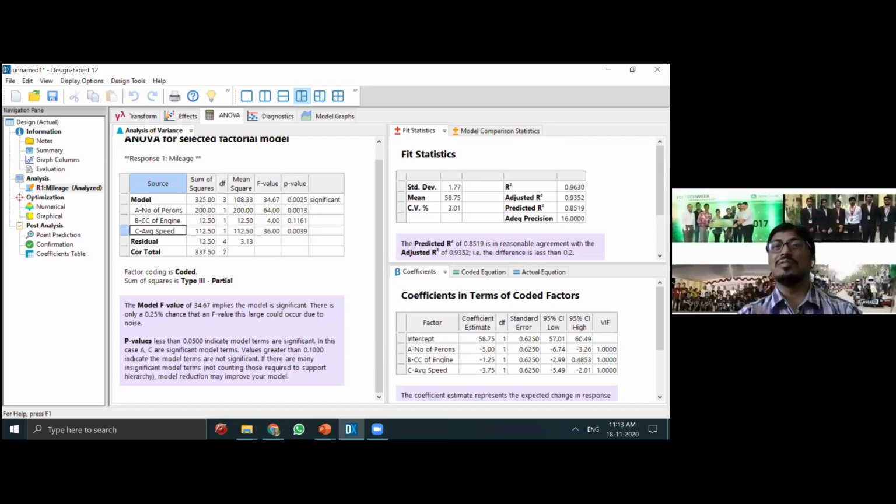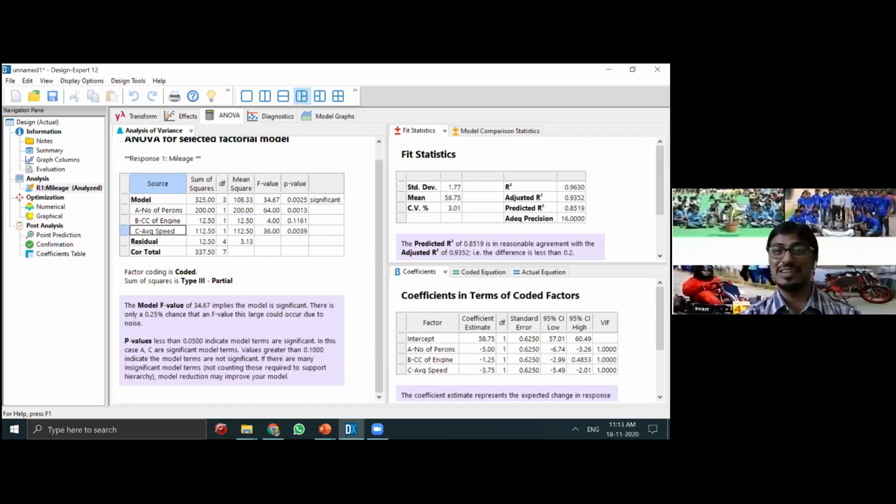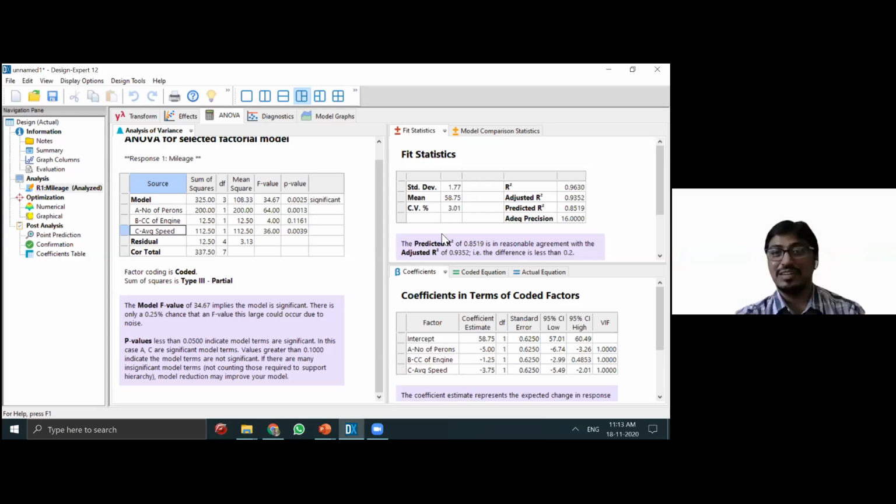Then only if your data is in good agreement, the regression equation we get from this kind of data will be reliable. Otherwise, the regression equation you get is not reliable. So that is what he is saying.